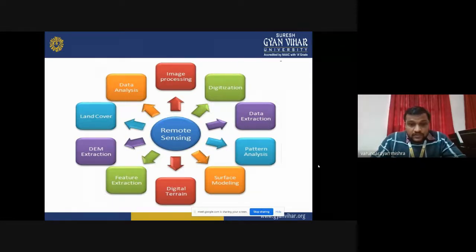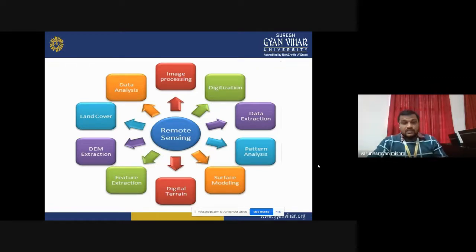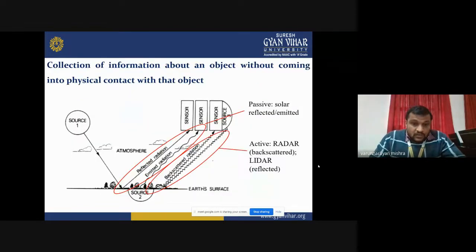It can be used for remote processing, digitization, data extraction. We can also use remote sensing for pattern analysis. Surface modeling can also be done using remote sensing processes. We can also use remote sensing data sets for preparing digital terrain models, DEM extraction, land use land cover changes, land use land cover analysis, and different other applications, and we use it for different purposes. In remote sensing, we collect the information without having physical contact with the object.